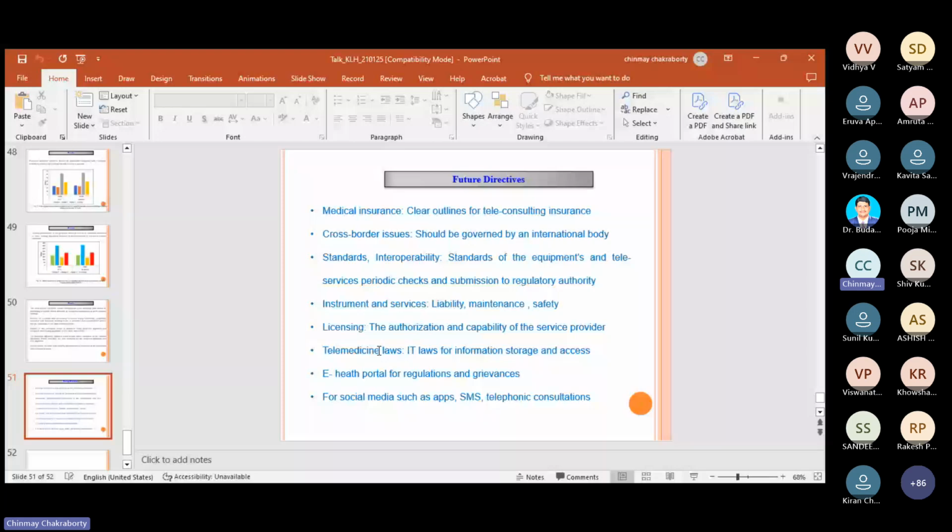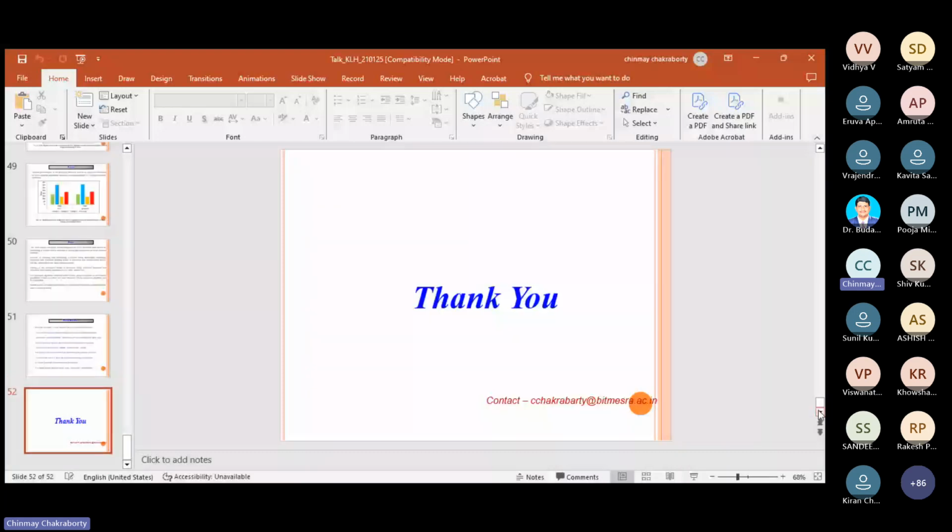Next, the e-health portal, regulation and governance, and social media such as apps, SMS, and telephonic consultations. So in that case, you see, several future directions are involved for the telehealth sectors. So we need to focus in a superior way on establishing the networks, right?